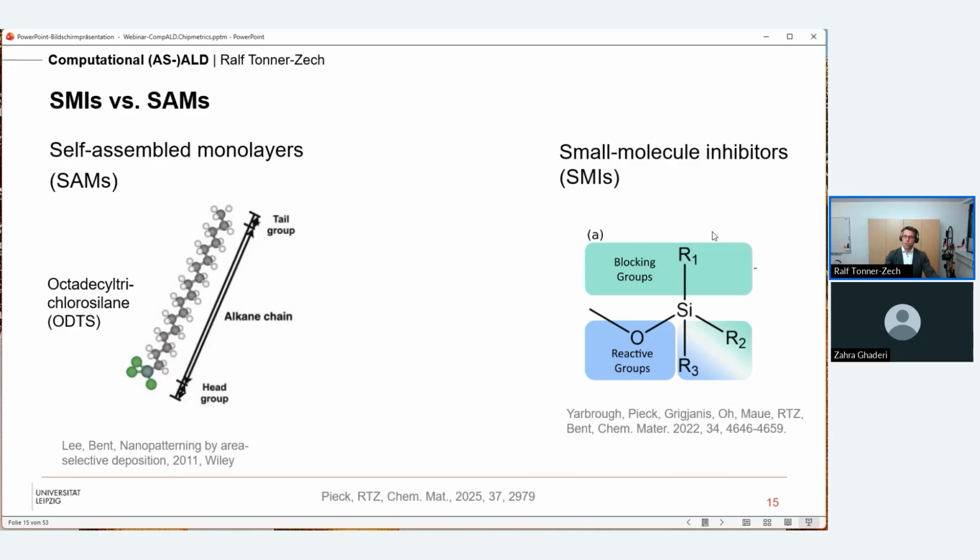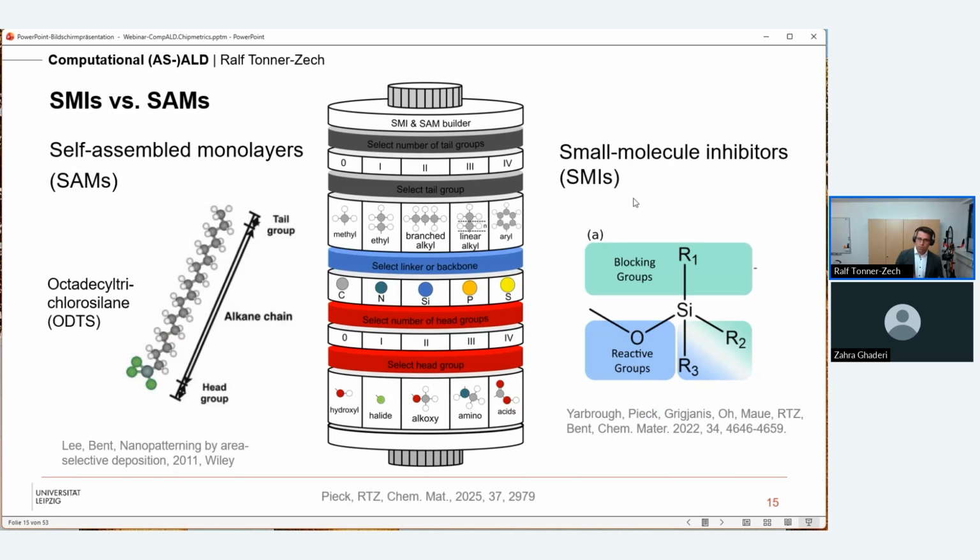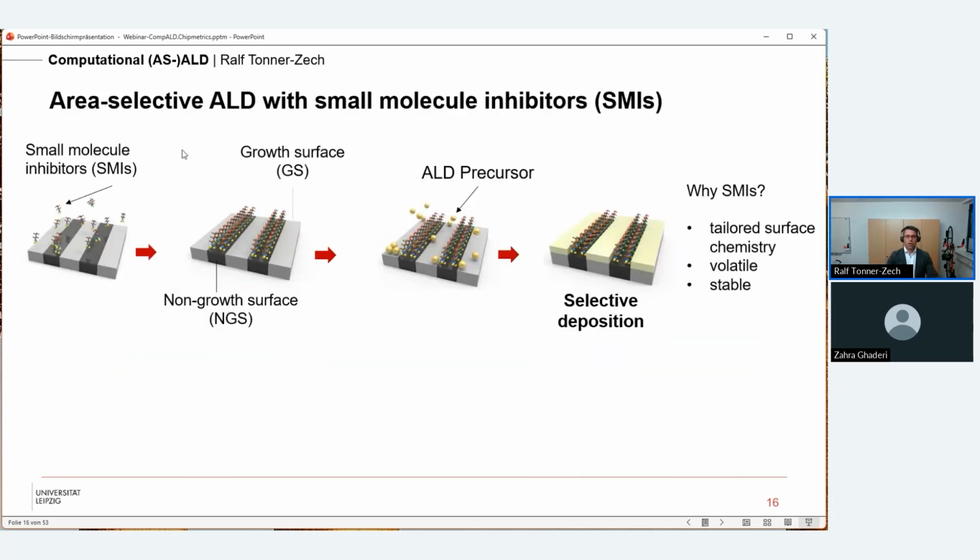And so the next generation is the so-called small molecule inhibitors, where this tail group, the blocking group, is just much smaller. One way to emphasize this is a wonderful graphic by my coworker, Dr. Fabian Pieck, who showed that it's essentially the same chemistry. So you have head groups, then you have some sort of chain which is blocking, and then you have a tail group. And the only big difference is that SAMs have these long linkers, and small molecule inhibitors have short linkers. All right, so that's how we do this.